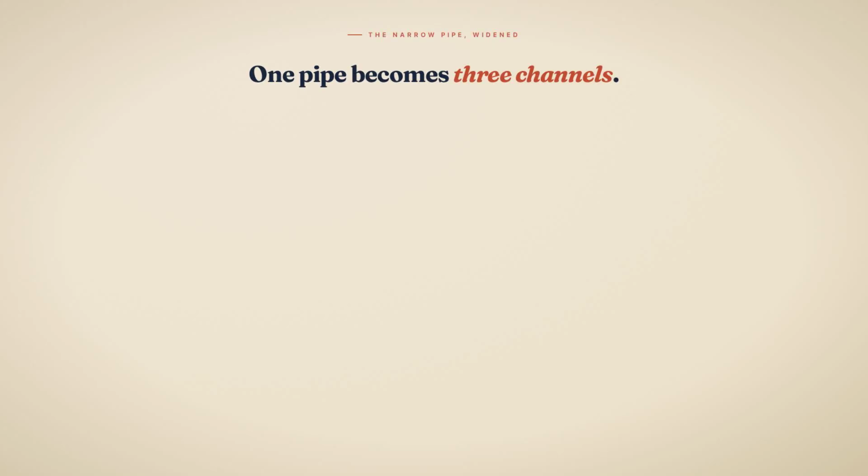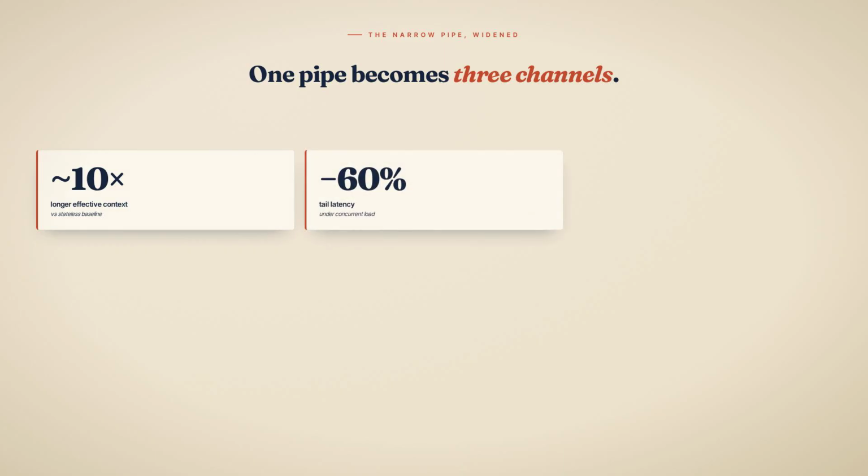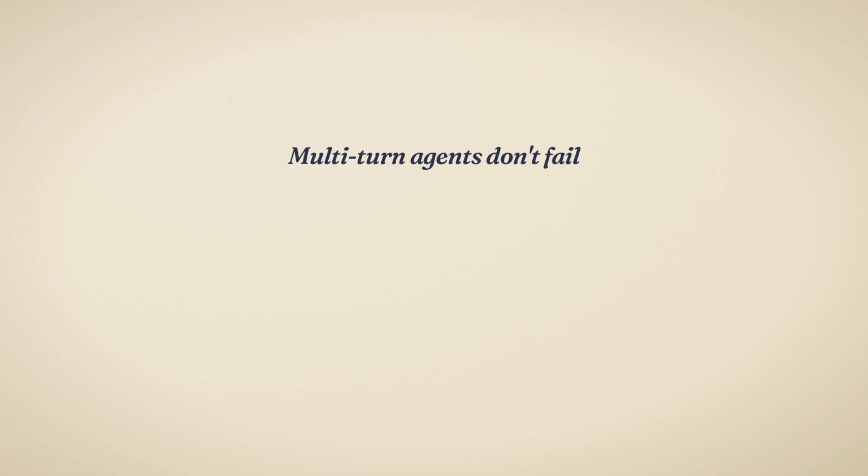Done right, the narrow pipe becomes three parallel channels. Effective context length goes up by roughly 10 times. Tail latency drops by more than half. And every layer of memory sits inside one governed foundation with one permission model, one audit trail, one source of truth. This is the part most teams get wrong.